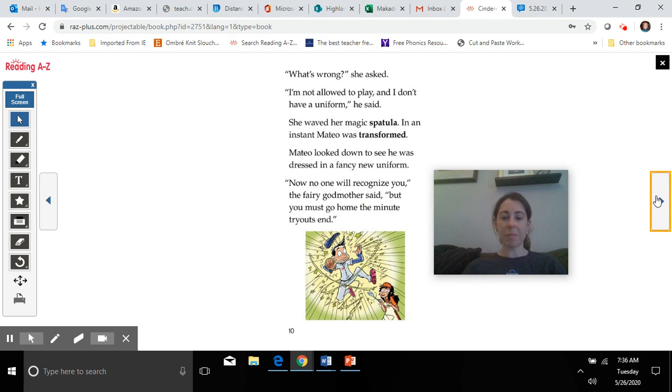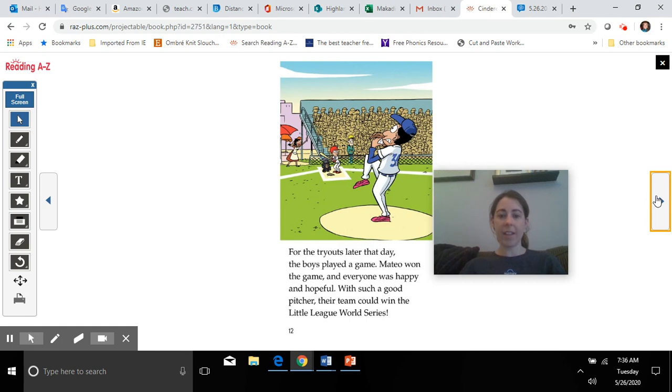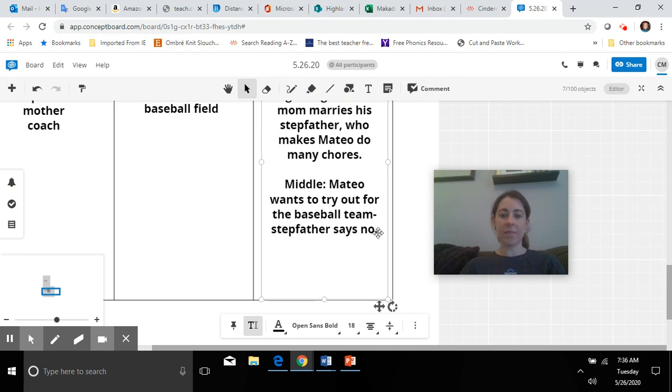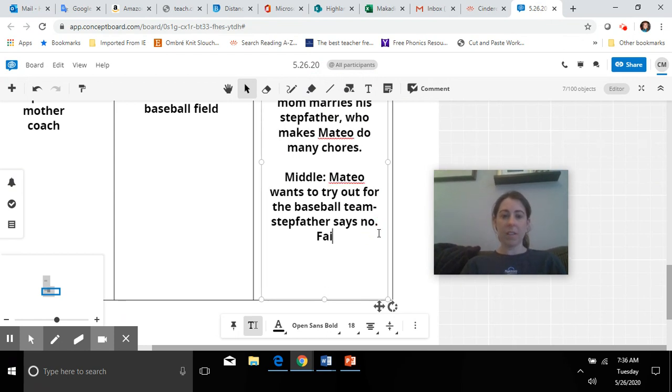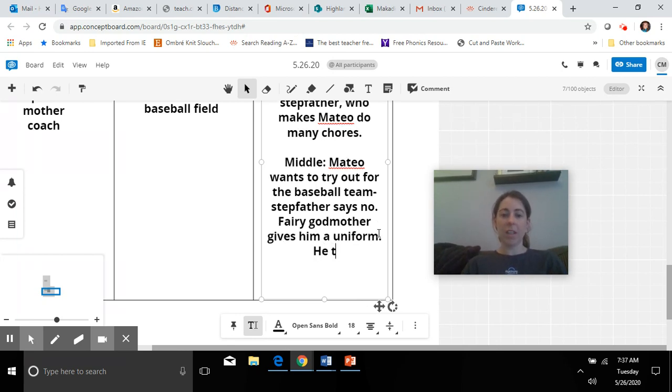What did the fairy godmother do? The fairy godmother gave him a uniform so he could try out, and he does very well. Okay, let's add that detail. Fairy godmother gives him a uniform, he tries out and does great.